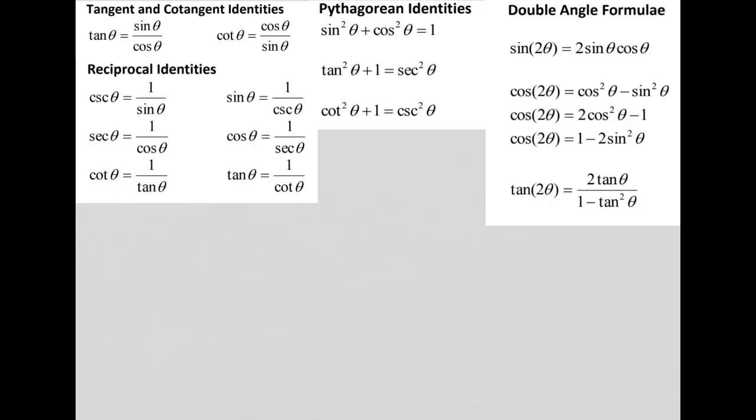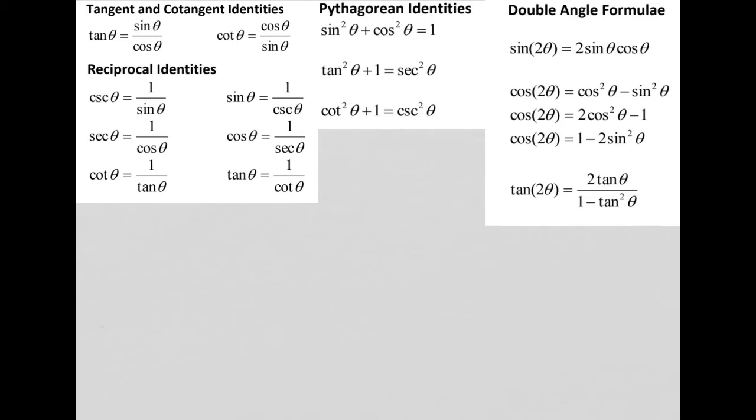In order to differentiate the trigonometry function effectively, there are some identities that we have to remember. The first one is called tangent and cotangent identities. So tangent theta can be written as sine theta over cosine theta. Cotangent theta can be written as cosine theta over sine theta. And all the reciprocal identities, that means cosecant theta is 1 over sine theta, and secant theta is 1 over cosine theta, and cotangent theta is 1 over tangent theta.